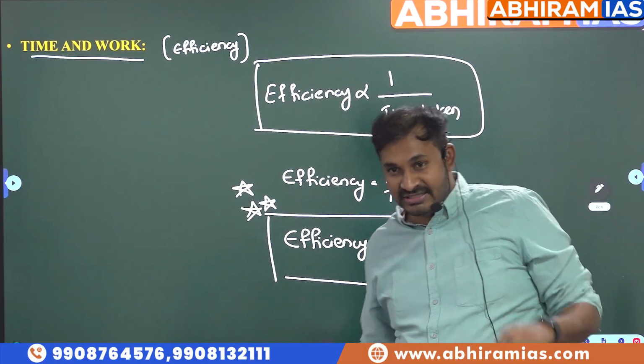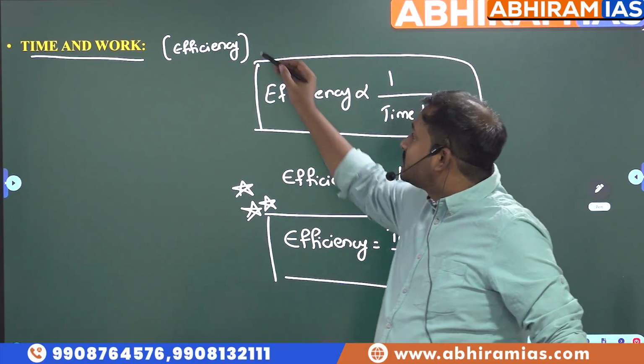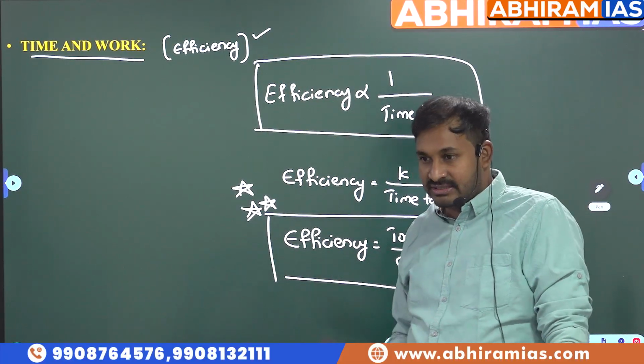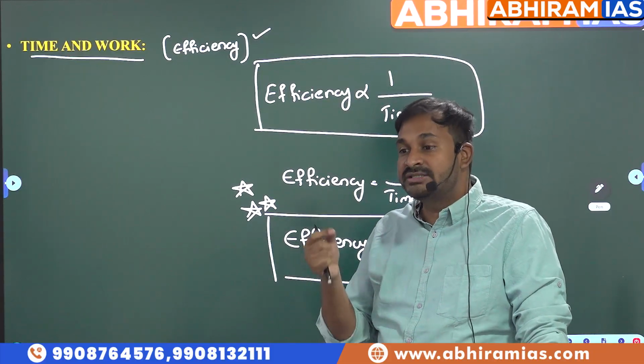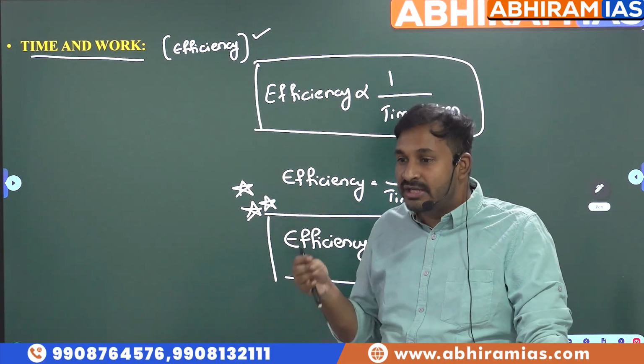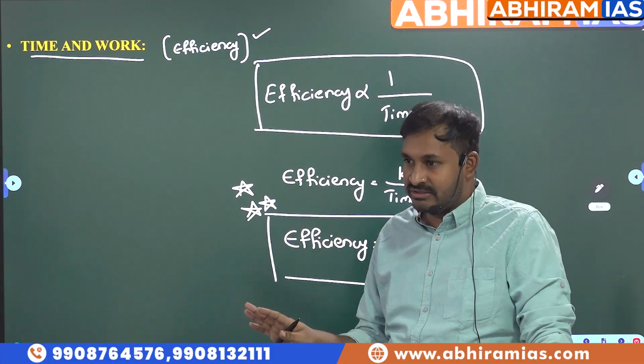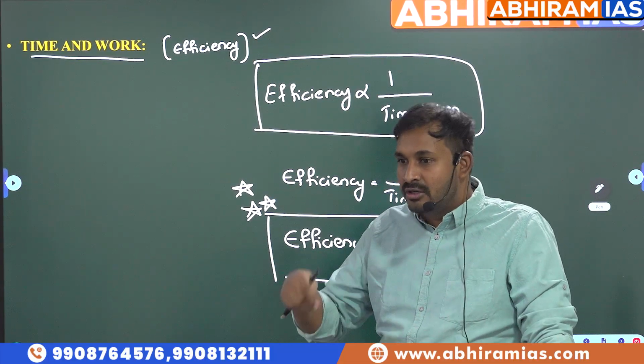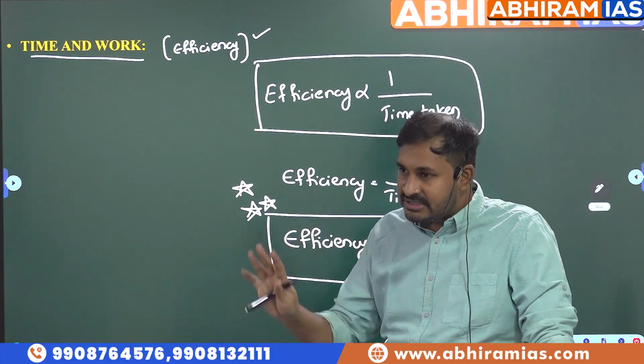Now please listen here, this is important. We will solve this time and work with efficiency. Efficiency means the capacity to do a work is called efficiency. If you have more efficiency, you take less time to finish the job. If you have less efficiency, you take more time to finish the job. That is the basic process, right?